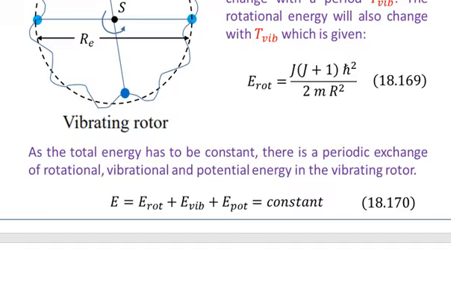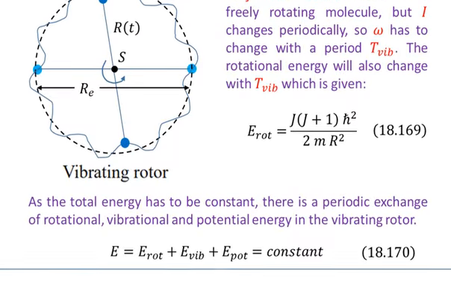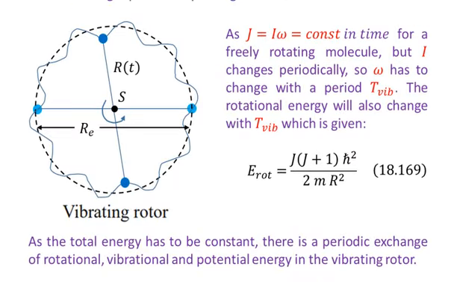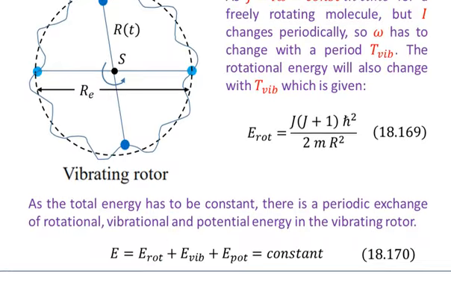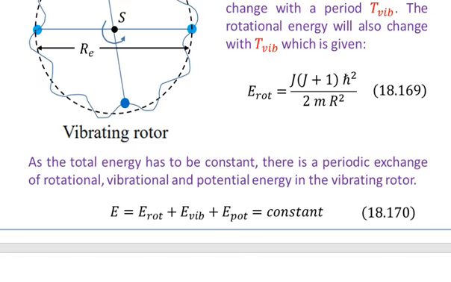And usually this diagram actually explains the vibration of the rotor. When the rotor vibrates, you see that the distance between the two nuclei, which is represented by capital R as a function of time, will change with time periodically. That is, sometimes it will exceed the value of RE, and sometimes it will decrease as compared with the value of RE. So that is why it is called a vibrating rotor.